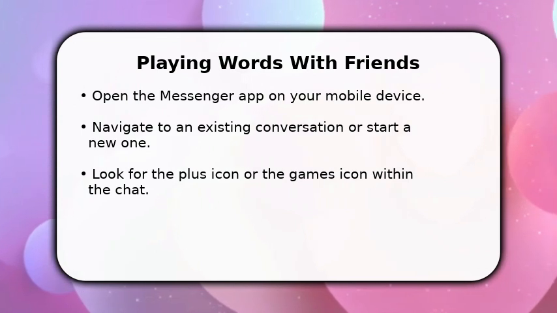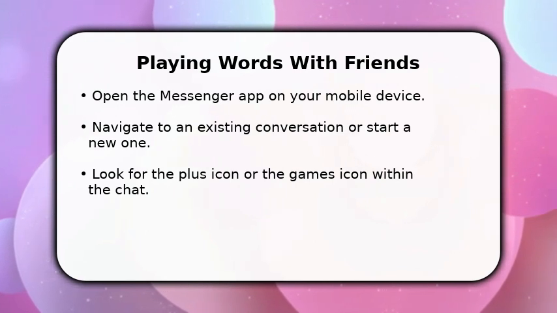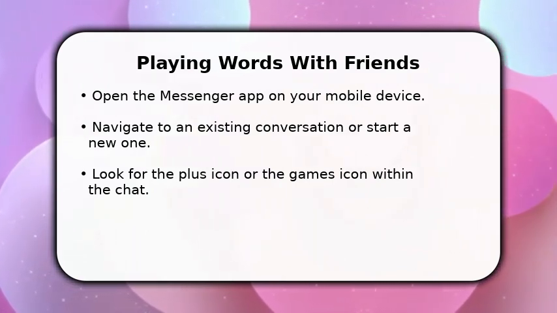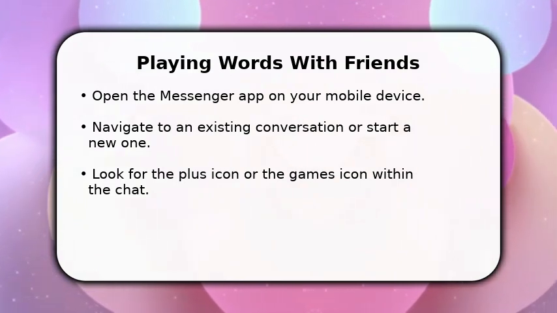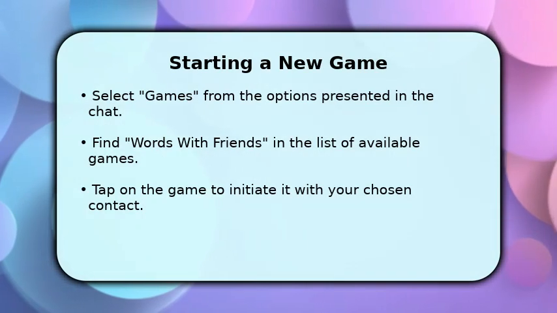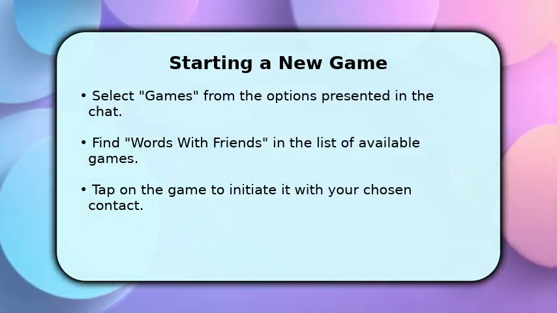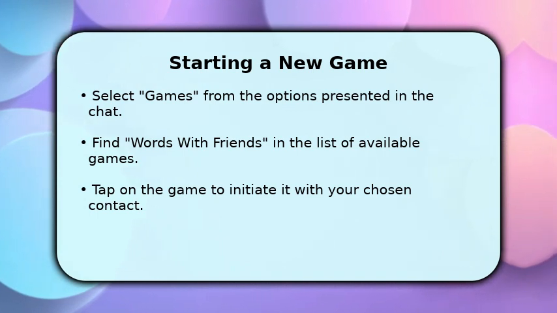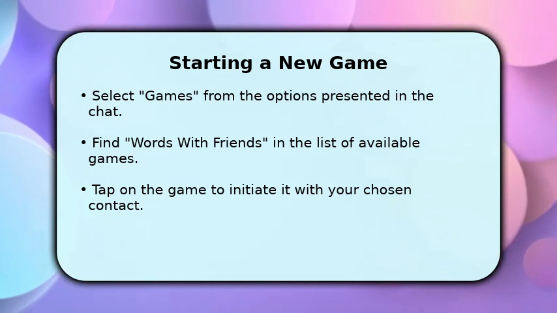Within the chat interface, locate the small plus symbol or a dedicated games icon, usually found near the text input field. Tapping this will reveal various options, including the games available to play directly within Messenger. After tapping the plus or games icon, a menu will pop up showing different features. You'll want to select the games option from this list. This action will then display a collection of games that are integrated with Messenger.